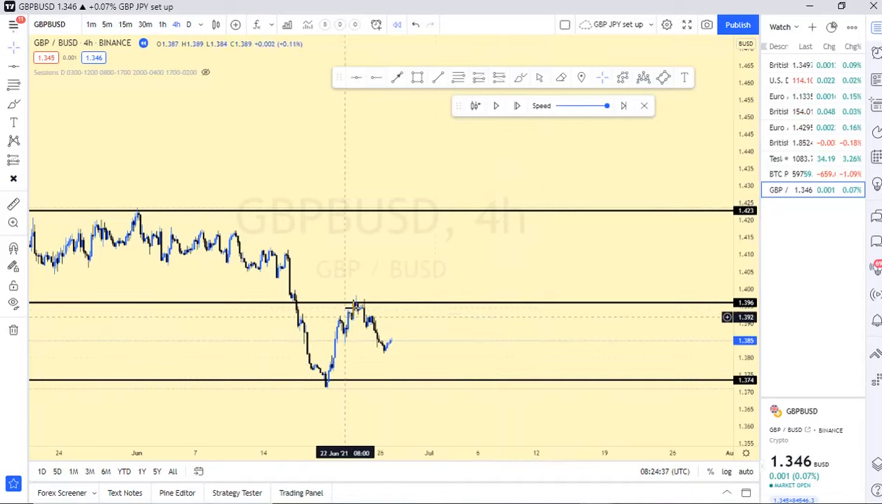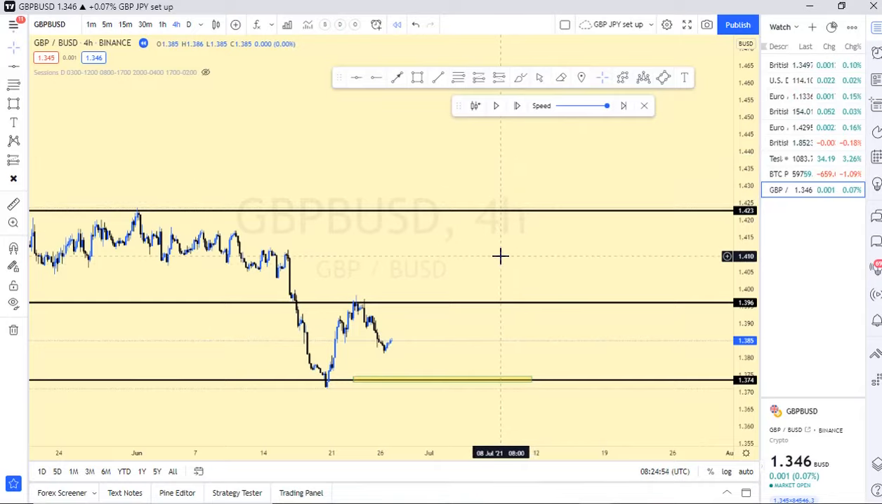Now price has just been resisted and is now moving back to the downside. All right, so you can anticipate price to come over to this support level in the nearest future again. Okay, let's see how it goes.